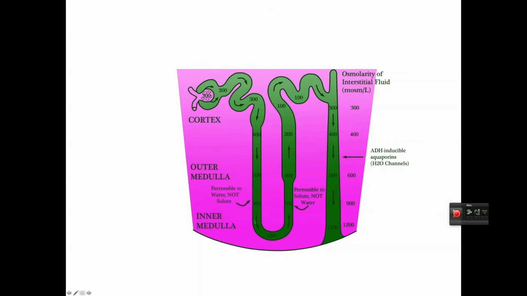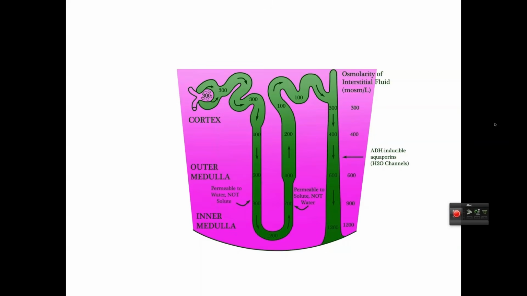Okay. Now let's talk about the descending portion. What allows it to get more hypertonic as we go down? We talked about this last time. So I'm going to ask Lindsay, why does this become more hypertonic as we descend down the thick descending limb? Because it is only permeable to water, so your water is being reabsorbed, but your solutes are staying in the lumen. Perfect.